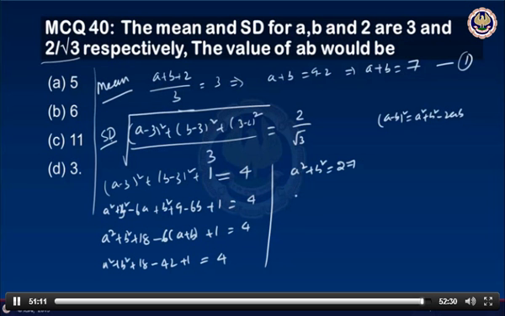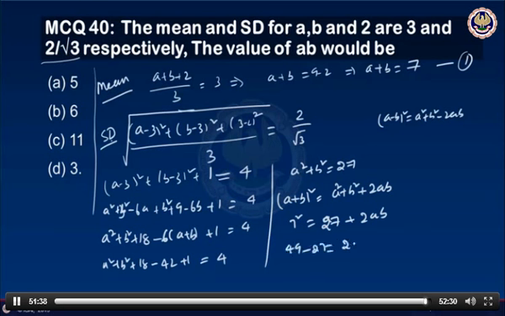Now we have to find the value of ab. In order to find that, we also know the value of a plus b. A plus b whole square equals a square plus b square plus 2ab. A plus b is 7, so 7 square is 49, and a square plus b square value is 27, plus 2ab. So 49 minus 27 is equal to 2ab, which implies 2ab equals 22, ab equals 11. So option C is the correct one.